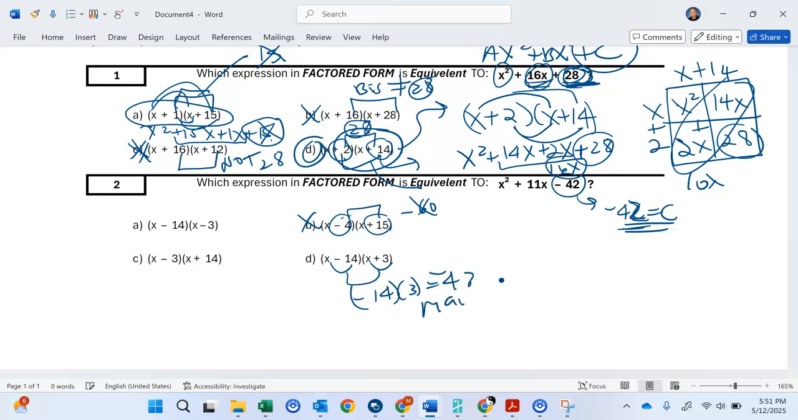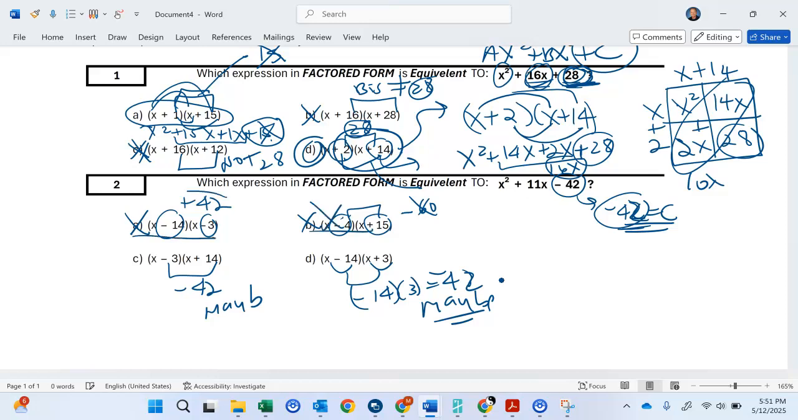So maybe, okay? This one here is also equal to negative 42. Negative times a negative is positive 42, but we need a negative 42, so that's wrong. So very quickly, these two are wrong because this one equals negative 42, and this was negative 60. So it's maybe A, C, or D.